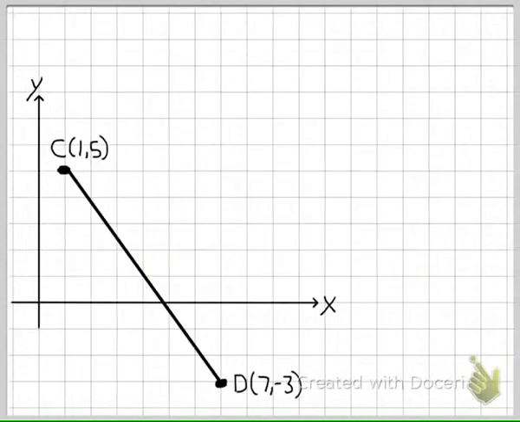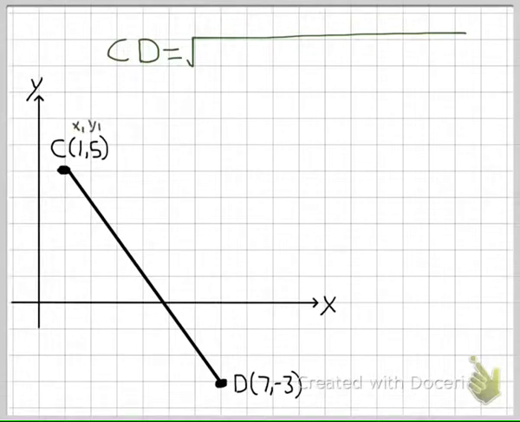Now we look at another one. I have CD now, and I want to find the length of CD. Maybe I wanted to see if they were congruent, so I had to compare the length. So to find CD, I again use the distance formula, and just to help, I'm going to label x1, y1, x2, y2, and I get 7 minus 1 squared plus negative 3 minus 5 squared.